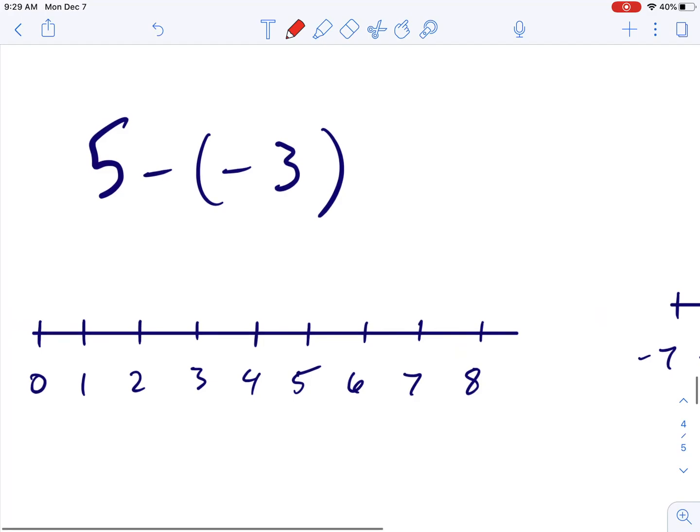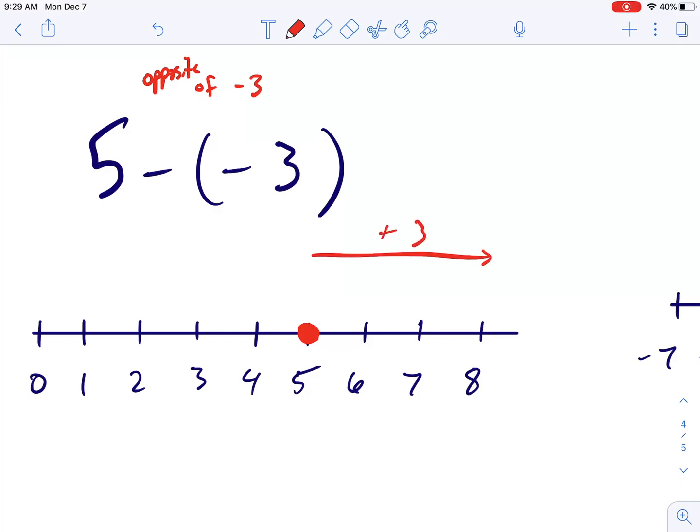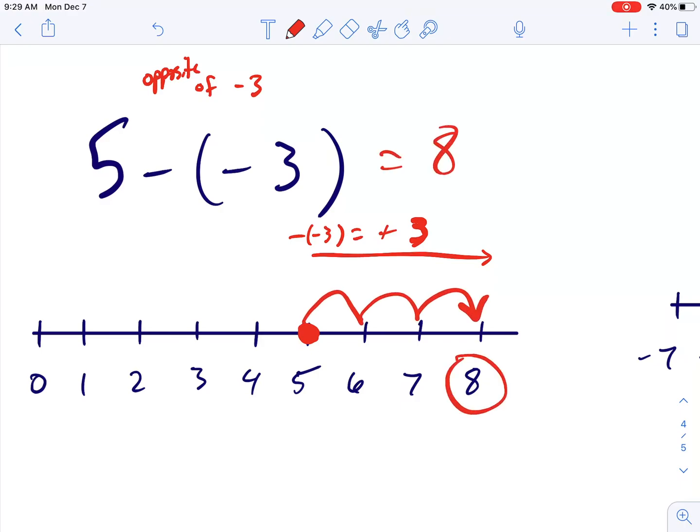Okay? Now we're getting into kind of the opposite of normal subtraction. So we're starting at 5, our first number, and then this is like move the opposite of negative 3. So what's the opposite of negative 3? It's positive 3. So we're actually going to move to the right by 3. So minus negative 3 equals plus 3. So you go 1, 2, 3. You end up at positive 8.